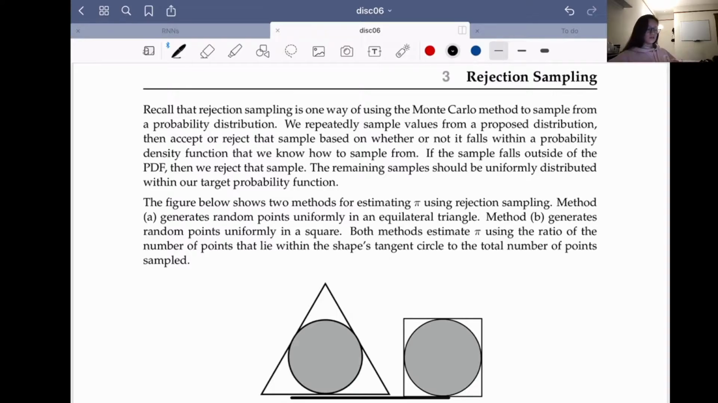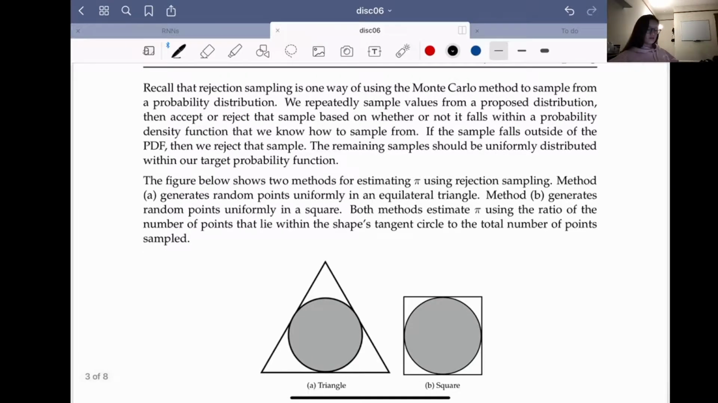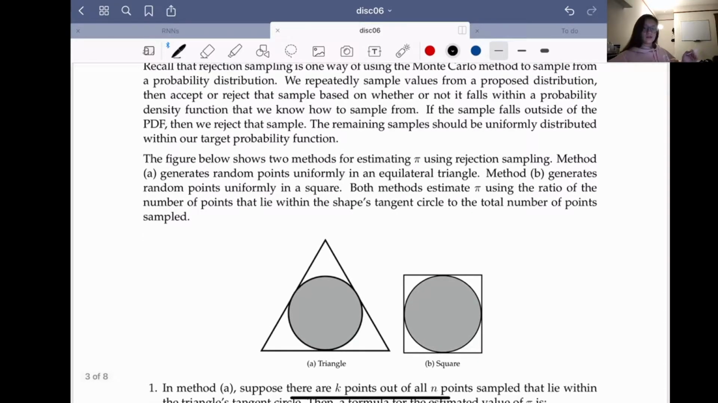What we do is we sample values from some proposed distribution, and then we accept or reject that sample based on whether or not it falls within a PDF that we know how to sample from. And if it falls outside of the PDF, then we reject the sample.